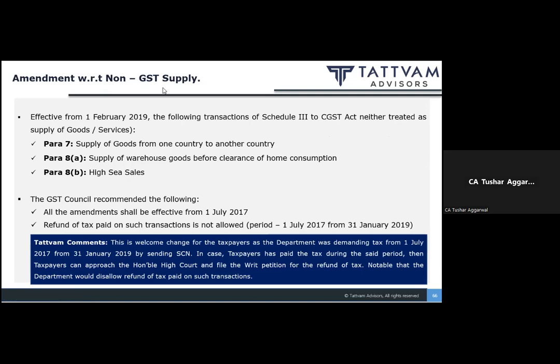Again, a very important relief which they have proposed is that under Schedule 3, they had already treated certain transactions neither as supply of goods nor supply of services effective 1st February 2019. Supply of goods from one country to another country, or high sea sale, merchant trading transaction, etc. The issue which taxpayers were facing was that a lot of taxpayers got show cause notices for the period prior to 1st February 2019. Prior to 1st February 2019, they got multiple notices. Now the government has clarified that this recommendation will take effect from 1st July 2017. So any merchant trading, any high sea sale transaction, etc., undertaken effective 1st July 2017, no tax payable.